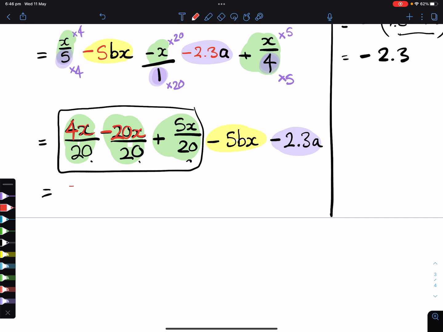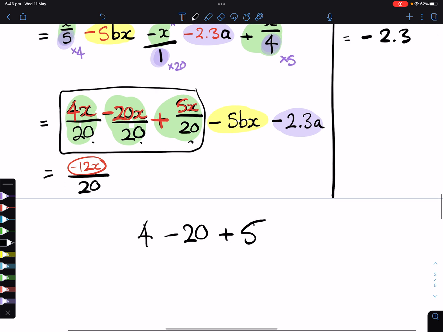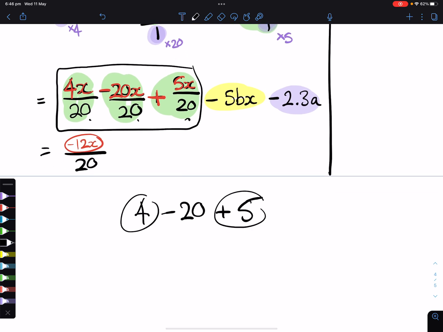So negative 17 ex-girlfriends. At the moment, I want to see if I can do it all in one go, plus 5 ex-girlfriends. So I need to add 5 to this result here. So I think I should end up with 12x over 20. Let me just quickly double check that. 4 minus 20 plus 5. So if I do this and this together first, that would give me 9 take away 20.